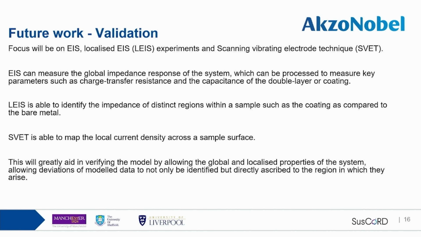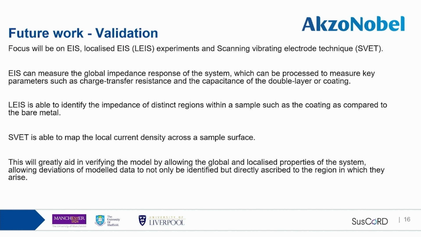That's where LEIS comes in. LEIS allows us to not only take impedance measurements, but to specifically take them at points within the model. You're able to use single frequencies to create a map of the impedance. So using that, I'll not only be able to see where the model deviates from reality, but the exact point at which this deviation is occurring.